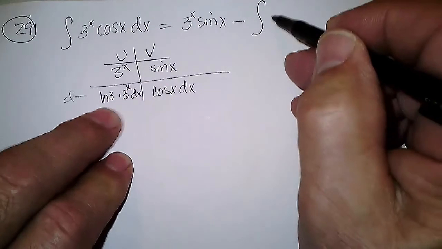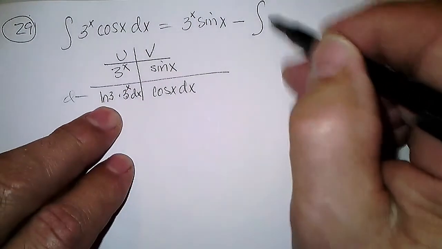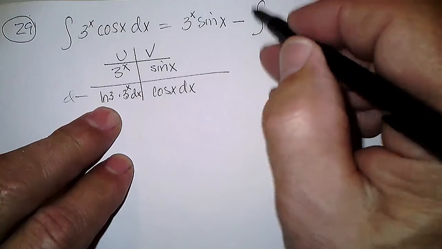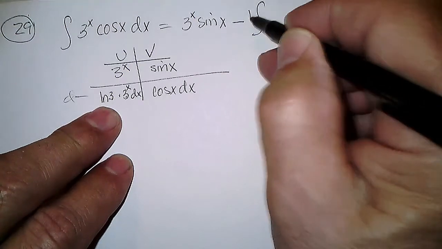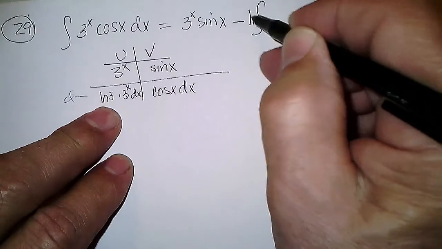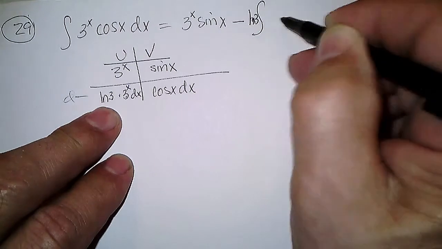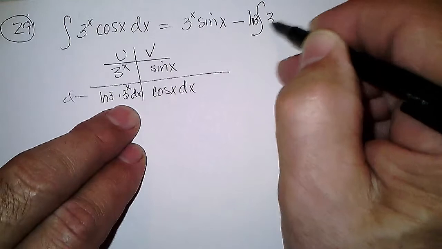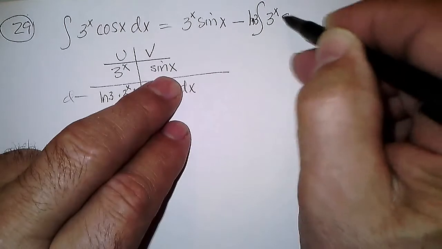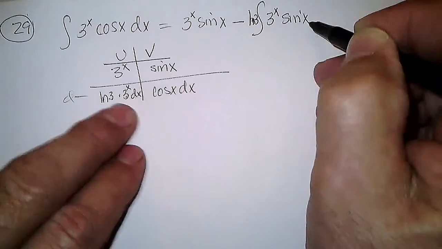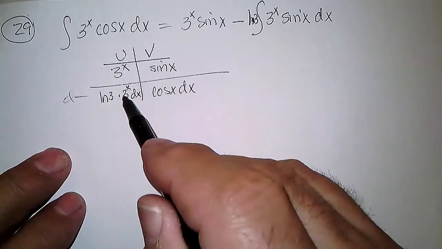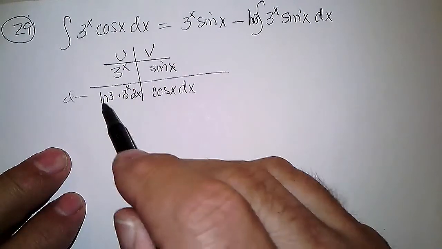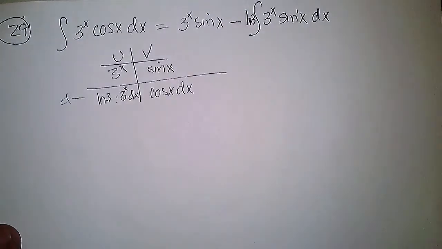So that's ln 3 times the integral of 3 to the x sine x dx. Did I get everything there? Sine of x, 3 to the x dx, and the ln 3. Yes. Okay.